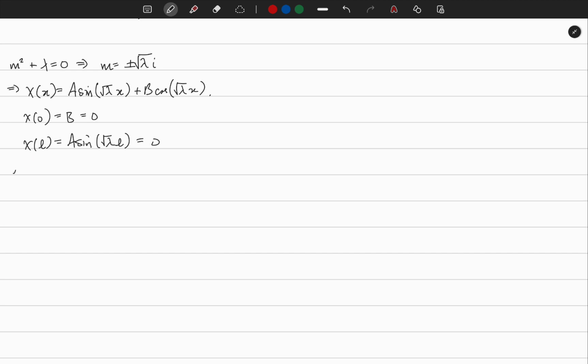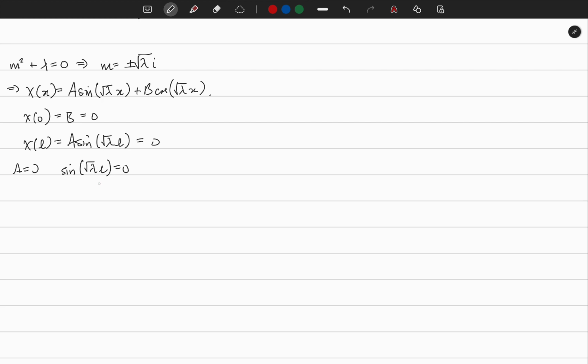Now we have two cases. We have a case that a is equal to 0, or sine of root lambda L is equal to 0. Now if a is equal to 0, then a will zero out this term, and since b is 0, b will zero out this term, and we'll get 0 as a solution for X, which is the trivial solution, so we don't really care about that.